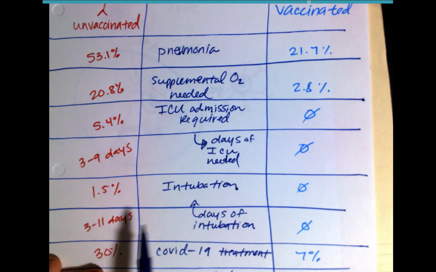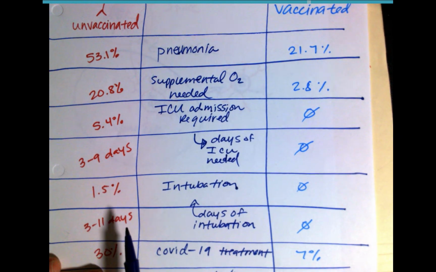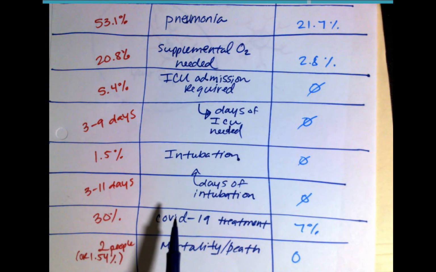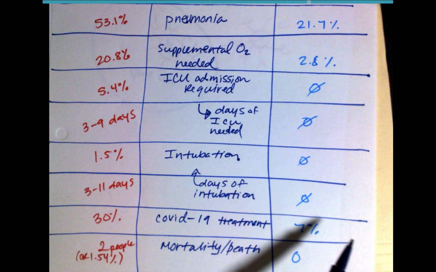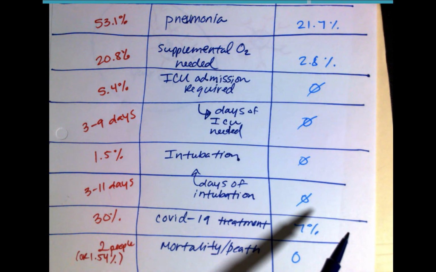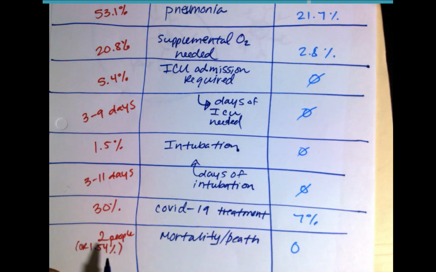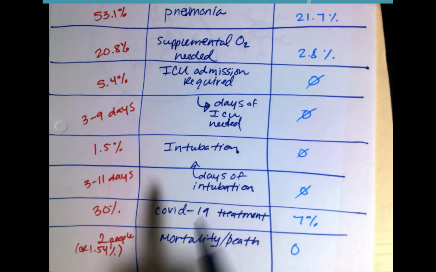And well, is it really 11 days? Maybe they died on the 11th day. I don't know. Let's see. 30% of them used COVID-19 treatment, and then 7% over here used COVID-19 treatment. How many died? 0 for vaccinated, and 2, I think it was 2 people, which turned out to be about 1.54%. This is just one study, like I said.